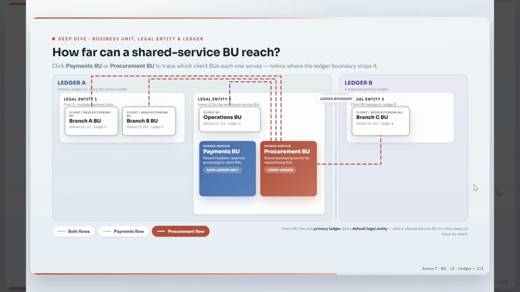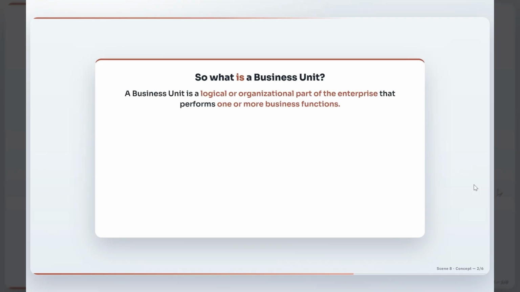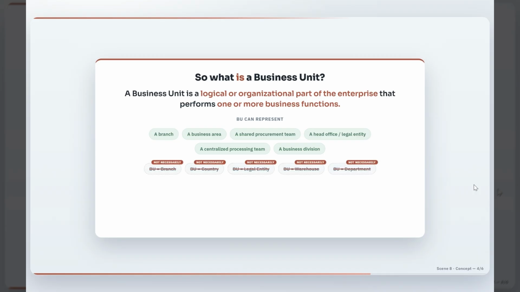Now we are ready for the definition. A business unit is a logical or organizational part of the enterprise that performs one or more business functions. It can represent a branch, a business area, a shared procurement team, a centralized processing team, a head office, or a business division. In some designs, one BU may closely resemble a legal entity, but that does not mean BU and legal entity are the same concept.